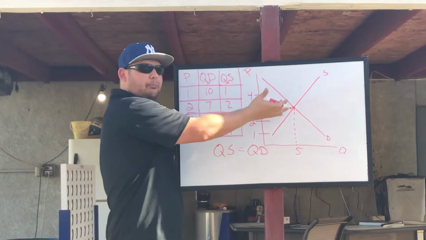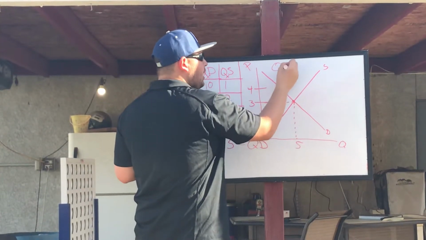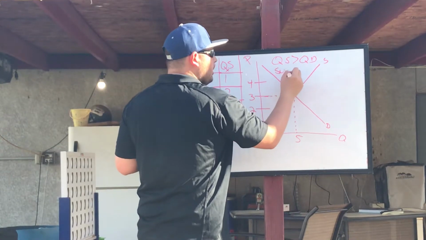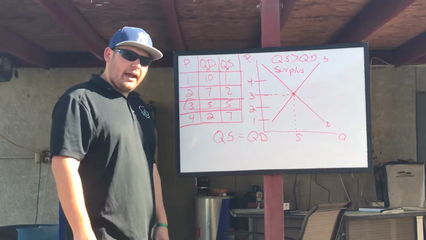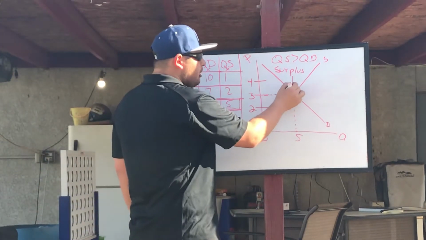Now, if we're at a price point up here, let's say we're at the $4 price point, right? If we're anything above equilibrium, right over here it's going to show us that our quantity supplied is going to be greater than our quantity demanded, and we have what's called a surplus, or an excess of supply. The way we get rid of an excess of supply is, it's like doing a sale. You simply drop your prices.